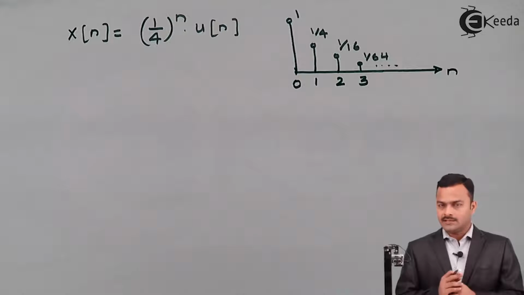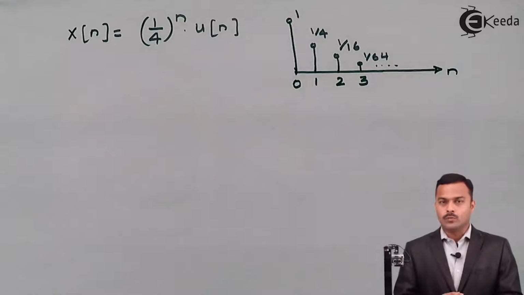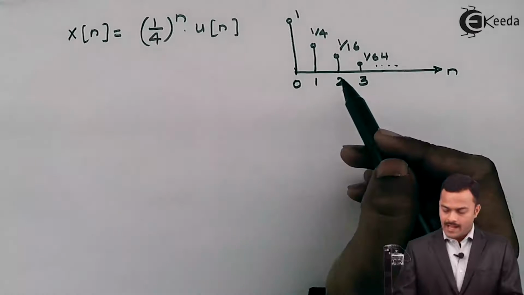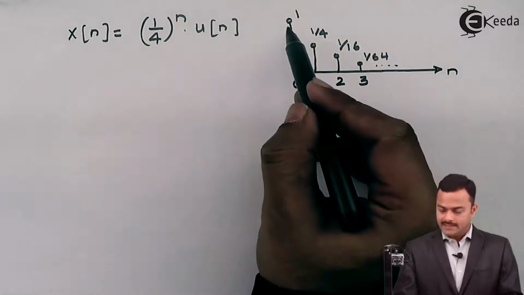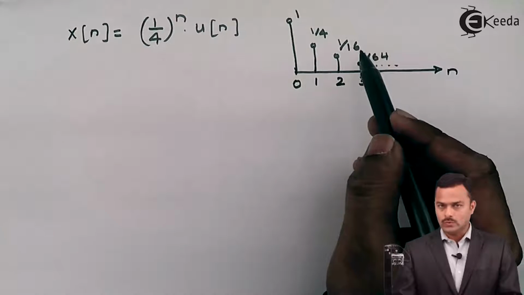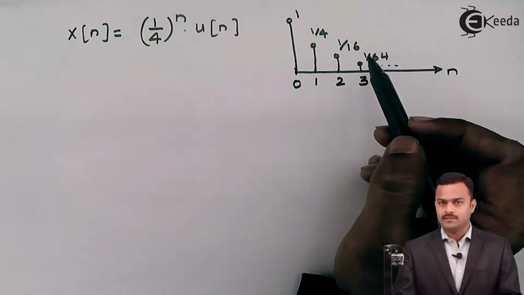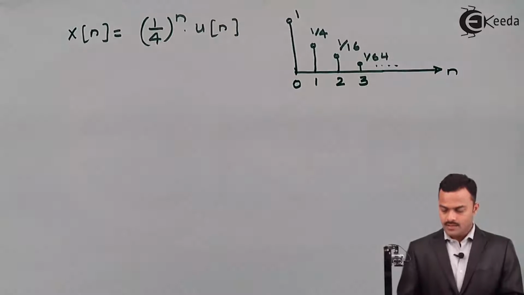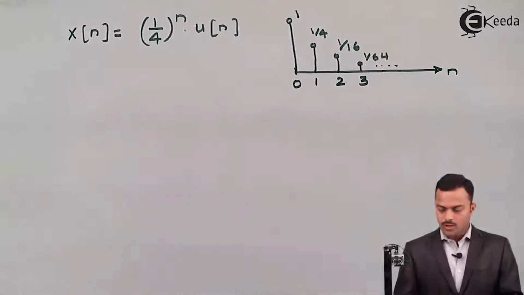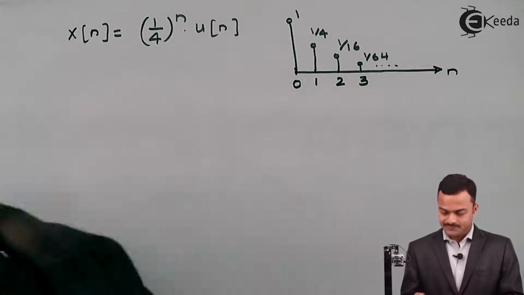Okay. An important thing to note here is that the signal is getting converged. What is the meaning of the signal getting converged? As n keeps on increasing and tends to infinity, the signal dies out and becomes 0. That is very, very important. So the signal is converging in this case. Once this is the case, let's determine what could be the energy and power of the signal.